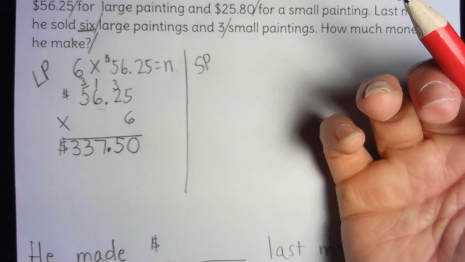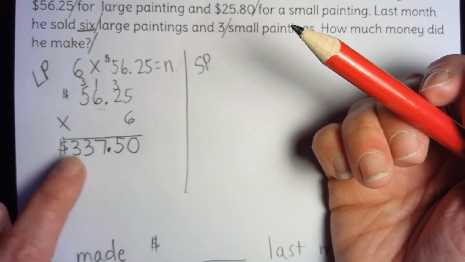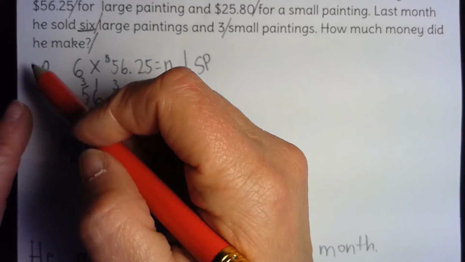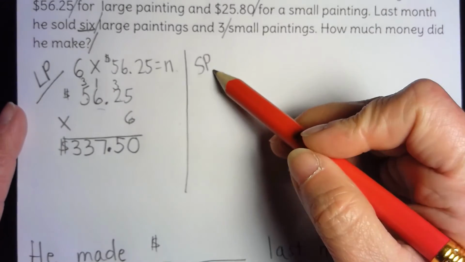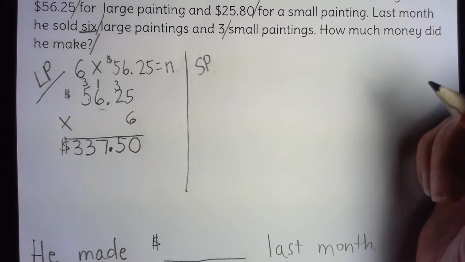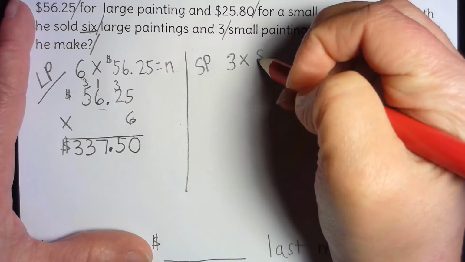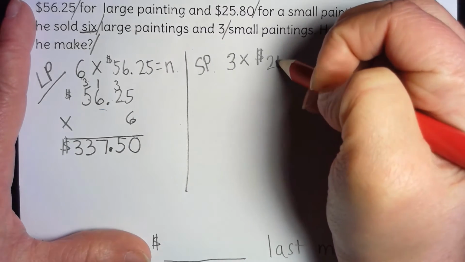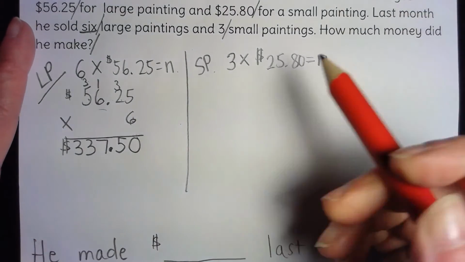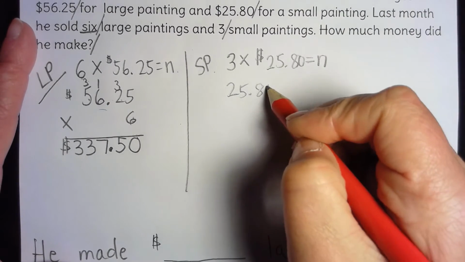Okay, so now what do I know? Here's what I know. That last month Calvin made $337.50 on his large paintings. So I'm done, right? Wrongo. He also sold 3 small paintings. We need to figure out how much that is as well. So he sold 3 small paintings, and every time he did that, he made $25.80. So again, here's my equation. And again, I'm going to set up my work.